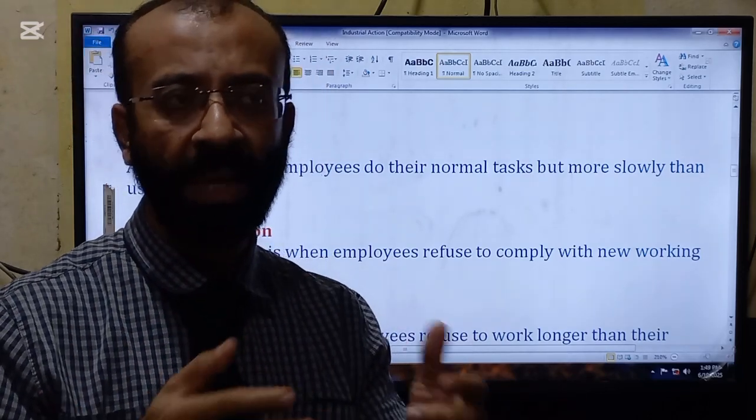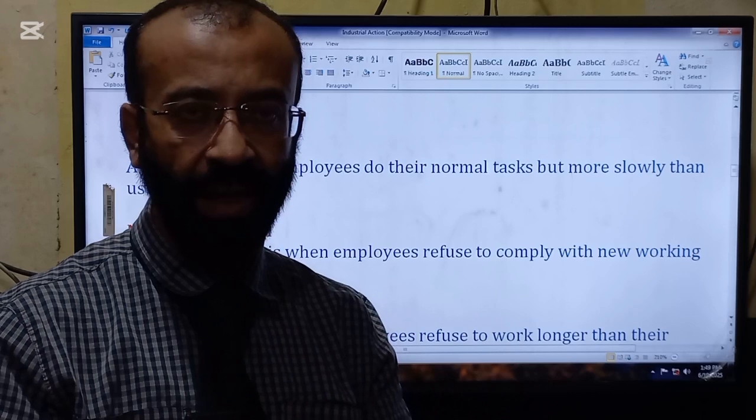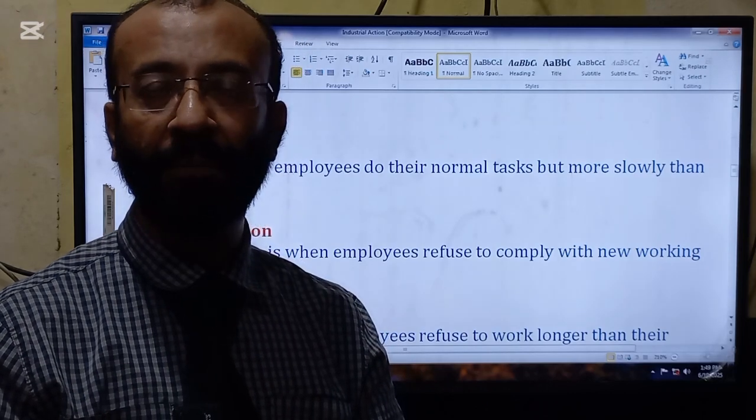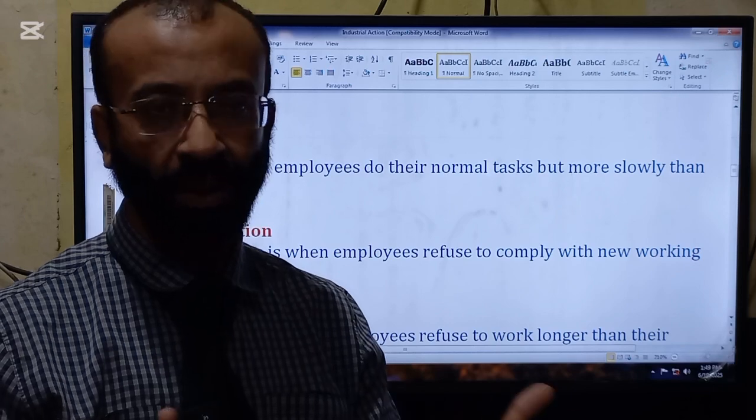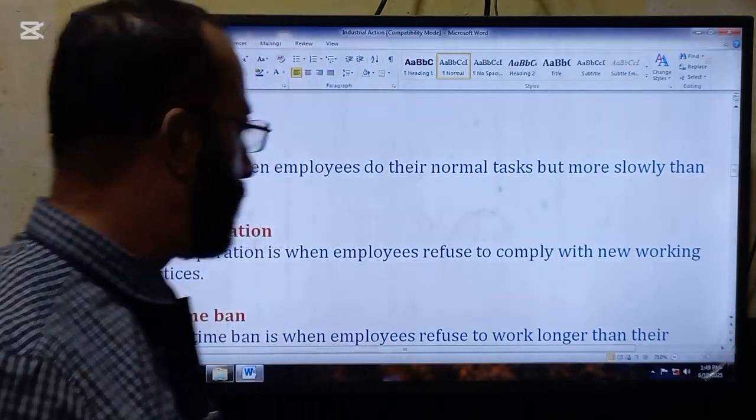Production will be slow, employers will panic and they will be forced to negotiate with the employees on their claims or demands.